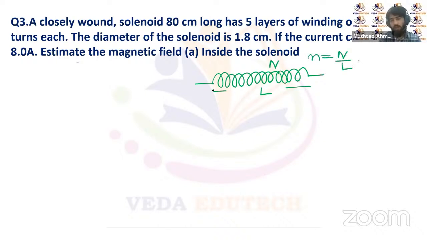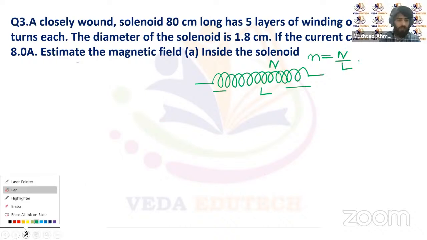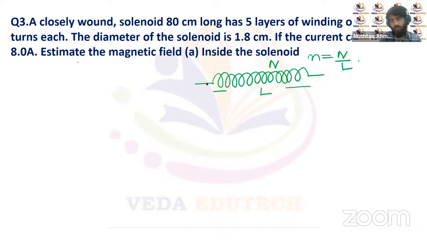And the magnetic field of the solenoid along its axis is given by, let's suppose these are the magnetic field lines because of the solenoid. This magnetic field is equal to mu naught times Ni. Let's suppose the current I is flowing through this solenoid.